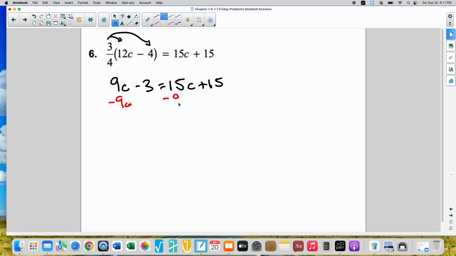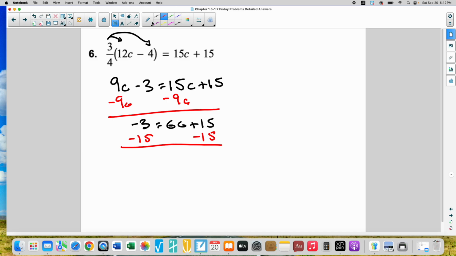Let's move the variables first. -3 equals 6c plus 15. Let's subtract 15. -18 equals 6c. Divide by 6. We have a -18 divided by a +6 is -3, so c equals -3.